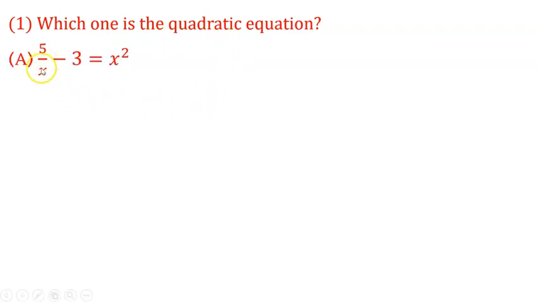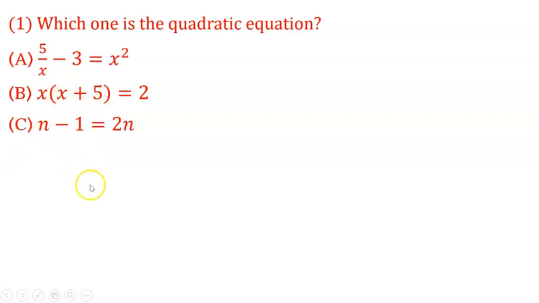So let us start. Which one is the quadratic equation? First, 5 upon x minus 3 is equals to x square. B, x into in bracket x plus 5 is equals to 2. C, n minus 1 is equals to 2n. D, 1 upon x square into in bracket x plus 2 is equals to x.